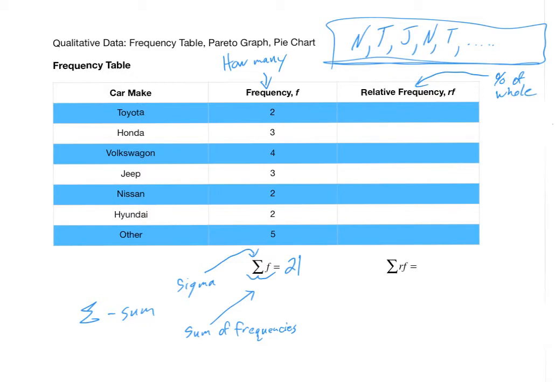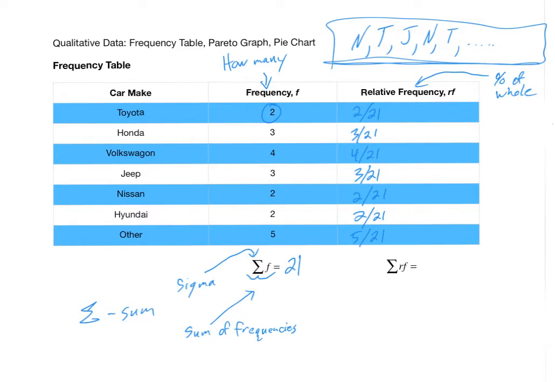The percent of the whole for Toyota would be, there are 2 Toyotas out of a total of 21 cars. So the answer would be 2 over 21. There would be 3 out of 21 Hondas, 4 out of 21 Volkswagens, 3 out of 21 Jeeps, 2 out of 21 Nissans, 2 out of 21 Hyundais, and 5 out of 21 are other cars.